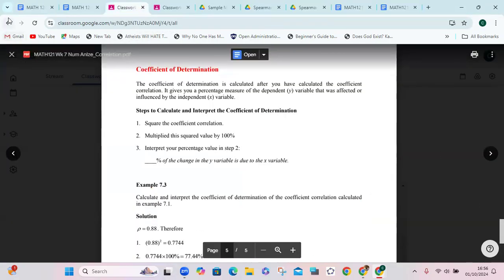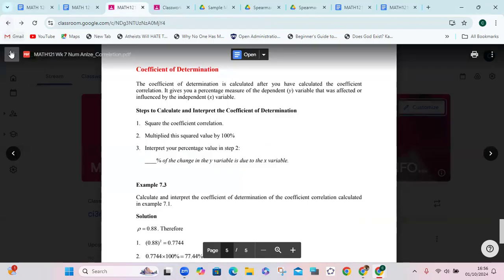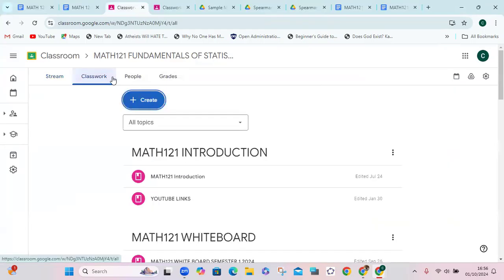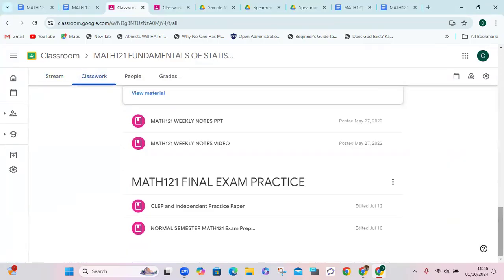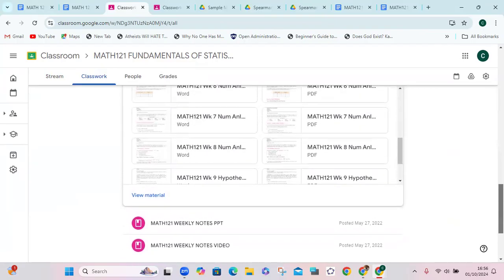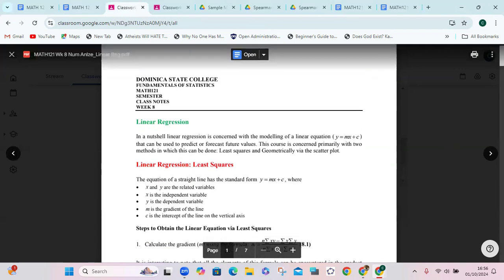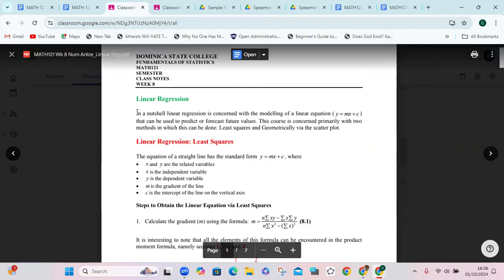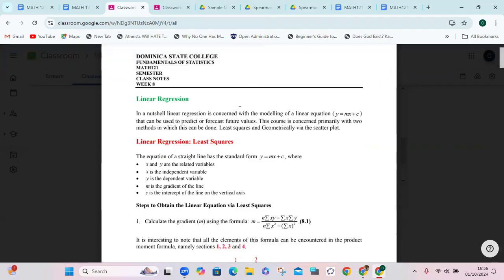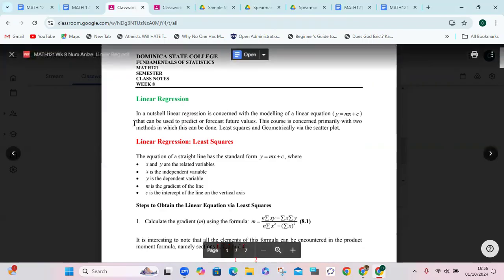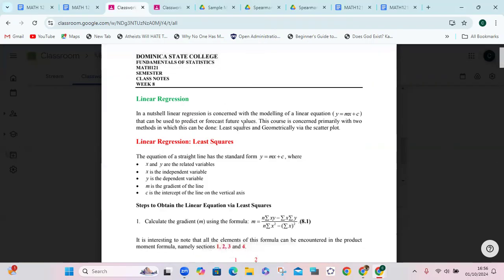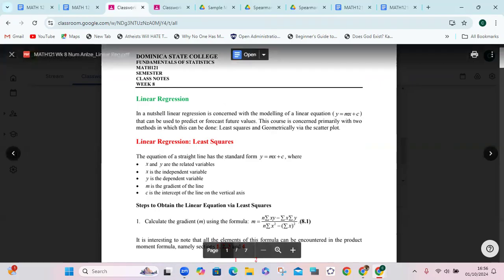This is week 7. Linear regression. As it says, linear regression in a nutshell is concerned with the modeling of a linear equation that can be used to predict or forecast future values. This course is concerned primarily with two methods in which this can be done: least squares and geometrically via the scatter plot.